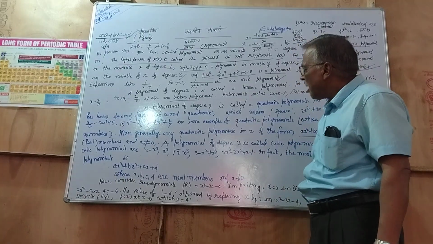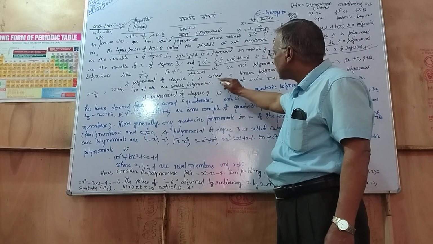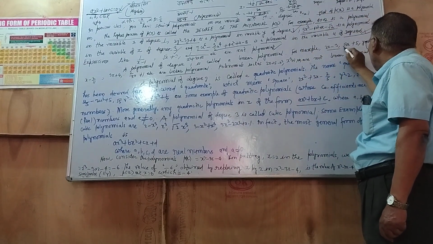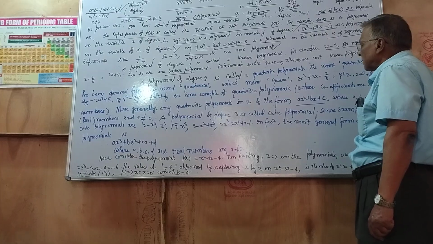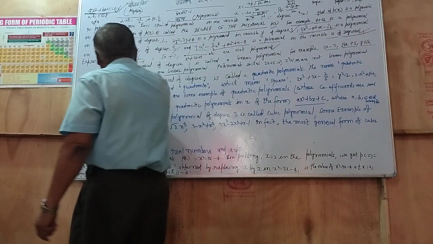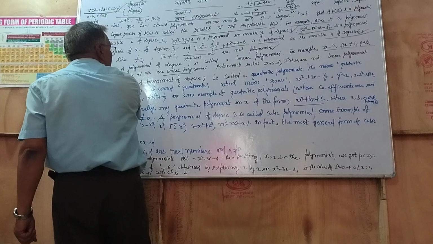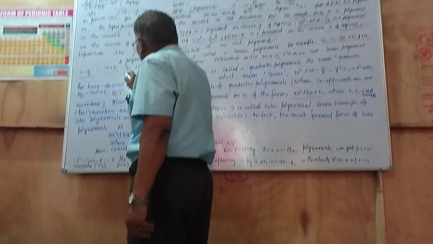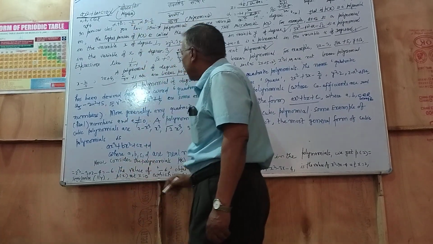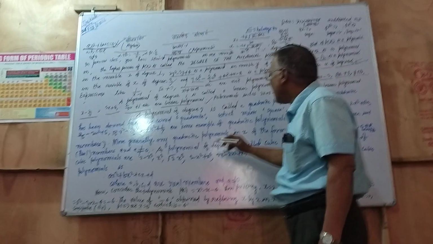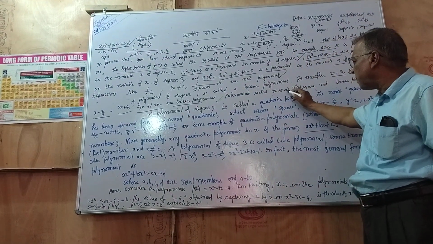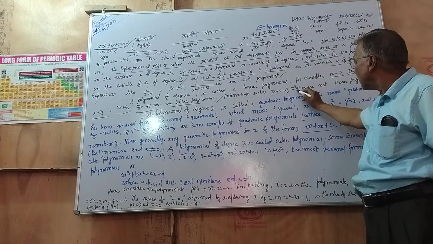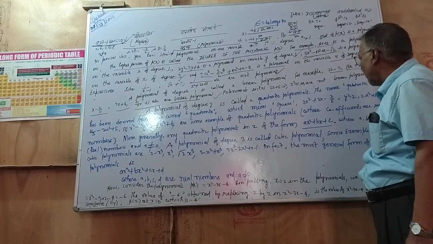A polynomial of degree 1 is called a linear polynomial. For example, 2x minus 3, root under 3x plus 5y plus root 2, x minus 2 by 11, 3z minus 4, 2 by 3u plus 1 etc. are linear polynomials. A polynomial such as 2x plus 5 minus x square, or x cube plus 1, etc. are not linear polynomials.